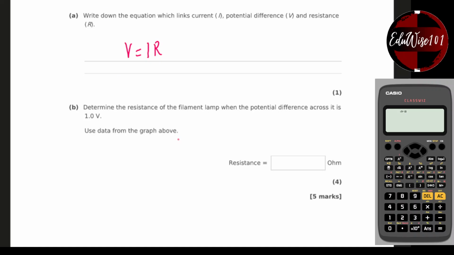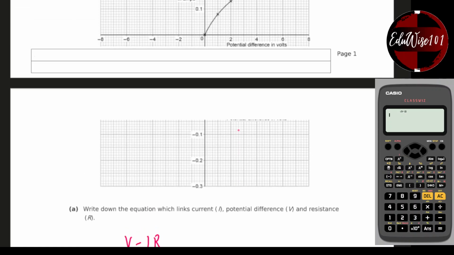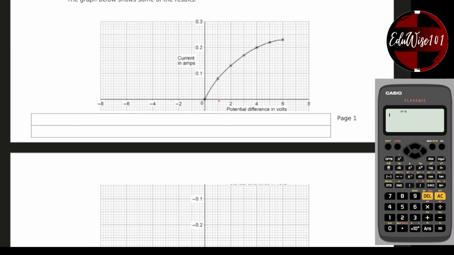Part B, determine the resistance of the filament lamp. So resistance of the filament lamp when the potential difference is 1 volt. Now, using the above equation, V equals IR, right? Potential difference is 1, and they are asking for the resistance. Now I need to know the current, which I'm going to find from the graph. So what is the current when the potential difference is 1? So when the potential difference is 1, it's over here, right? So it's this first point, and it's on the 8th box.